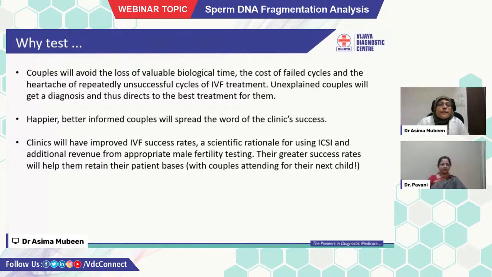Happier, better informed couples will spread the word of the clinic's success. Clinics will have improved IVF success rates, a scientific rationale for using intracytoplasmic sperm injection, and additional revenue from appropriate male fertility testing. Their greater success rates will help them retain their patient bases, with couples settling even for their next children.